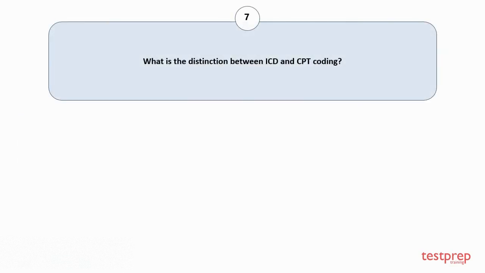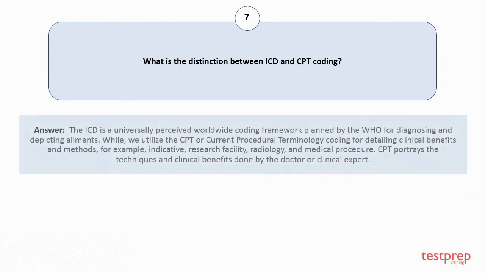Question number 7, what is the distinction between ICD and CPT coding? Your answer is: the ICD is a universally perceived worldwide coding framework planned by the WHO for diagnosing and depicting ailments, while we utilize the CPT or current procedural terminology coding for detailing clinical benefits and methods, for example, indicative, research facility, radiology, and medical procedure. CPT portrays the techniques and clinical benefits done by the doctor or clinical expert.